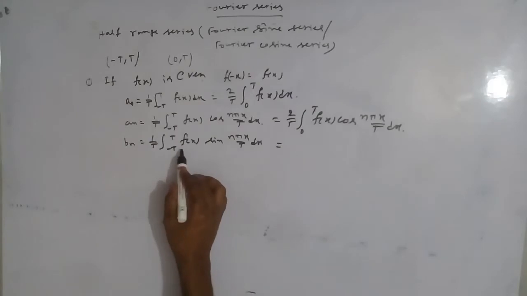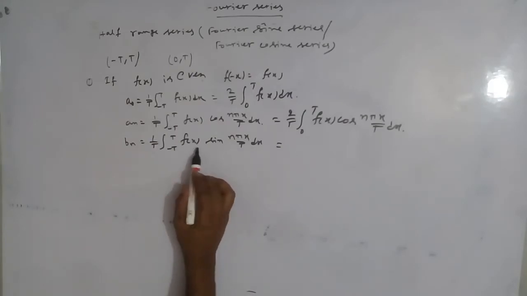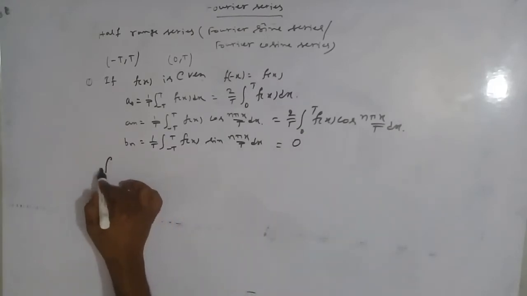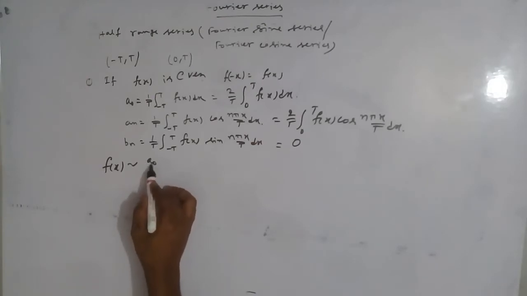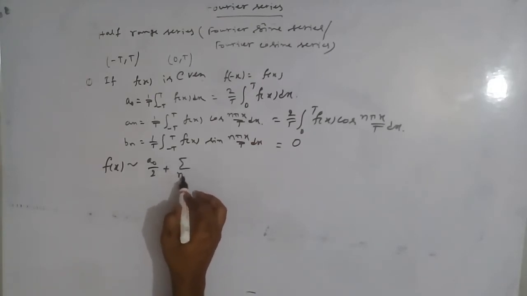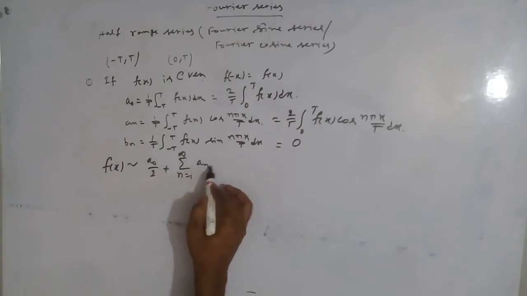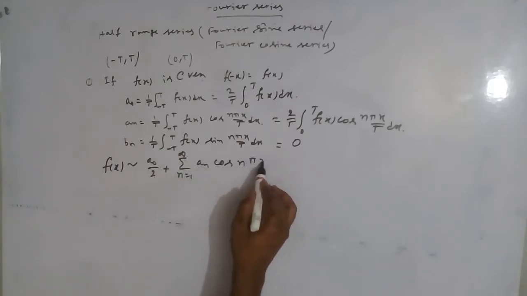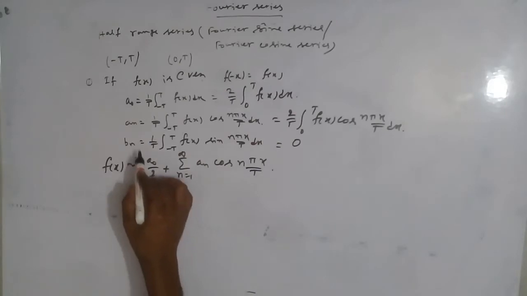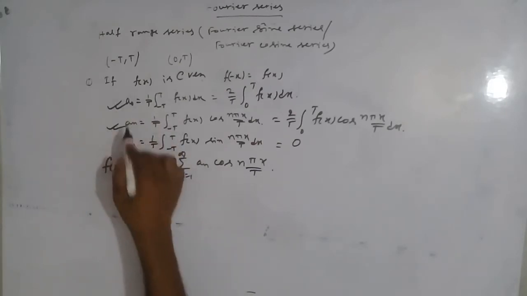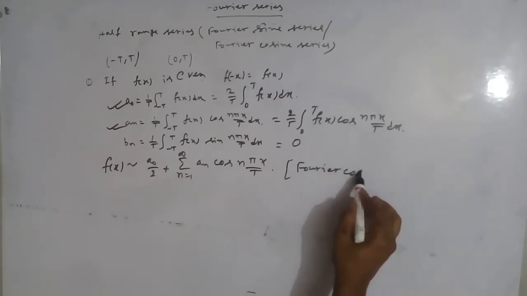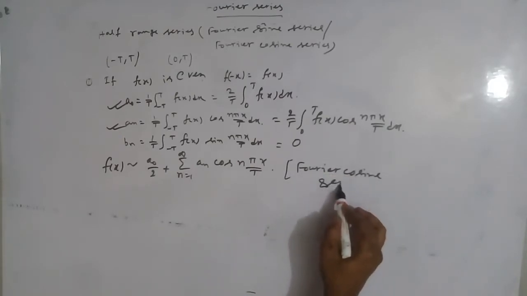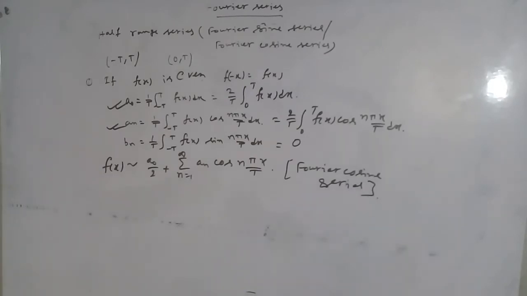And bn: f of x is even, sine is odd, and the product of an even and an odd function will be an odd function, so this will be 0. So the Fourier series corresponding to this even function will be a0 by 2 plus summation n equal to 1 to infinity an cos n pi x by t, where a0 is this and an is this. This series is called Fourier cosine series. Okay, Fourier cosine series.